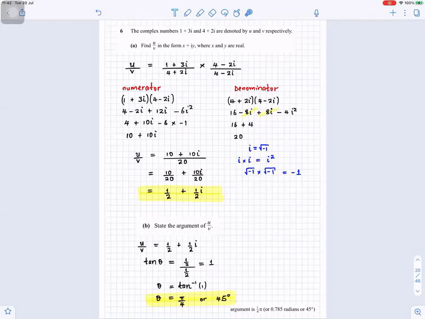Now you put the two together. The denominator is 20, and that's the numerator there. So it's 10 divided by 20 plus 10i divided by 20, which is a half plus a half i. Part B, state the argument of u over v. u over v is a half plus a half i. The argument: tan theta is half divided by half, which is 1. Inverse tan of 1 is pi over 4 or 45 degrees. So the argument is pi over 4, or 0.785 radians, or 45 degrees.